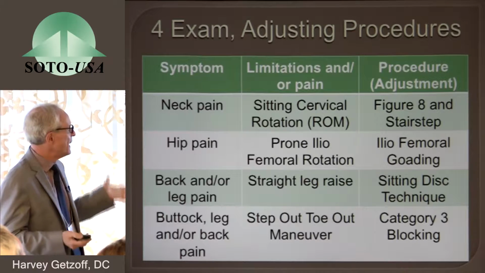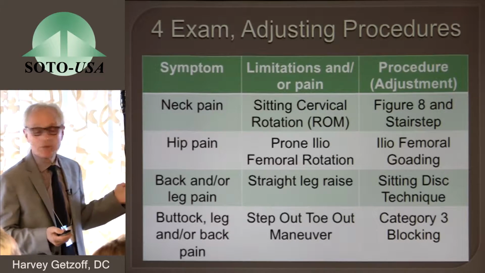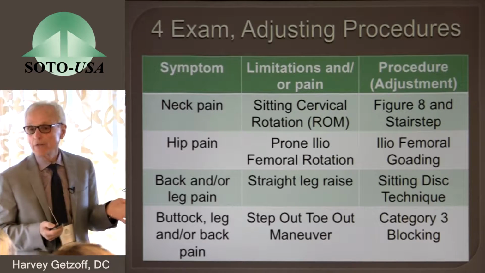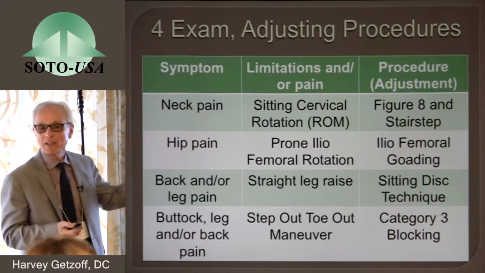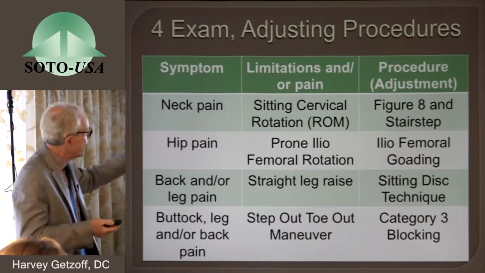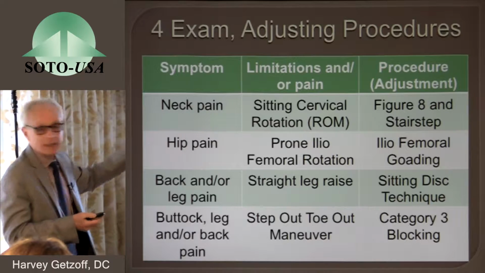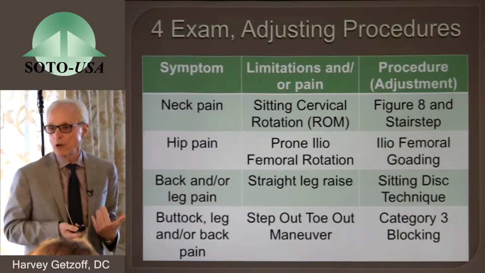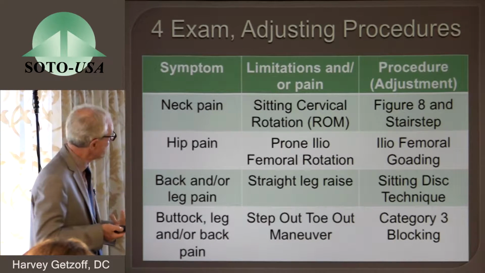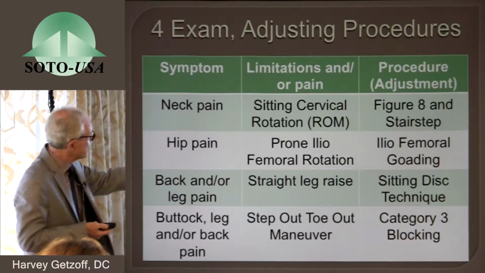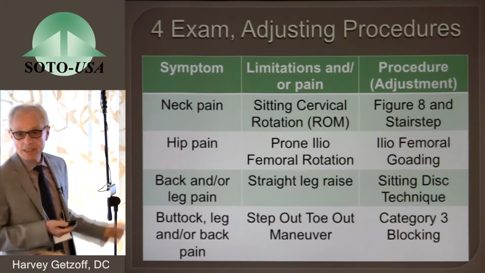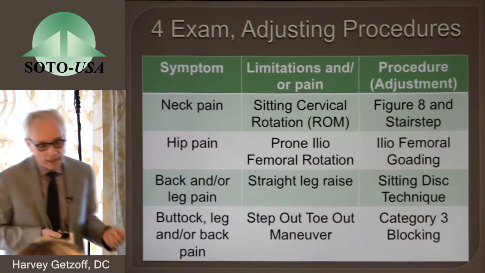Buttock, leg, and back pain, you can do the step out maneuver. And then you can do category 3 blocking. Of course, this one has one occlusion. One we can't occlude is that you can't do category 3 blocking if they have an arm fossa. But if they don't have an arm fossa, there's no reason not to do category 3 blocking. See how they do.